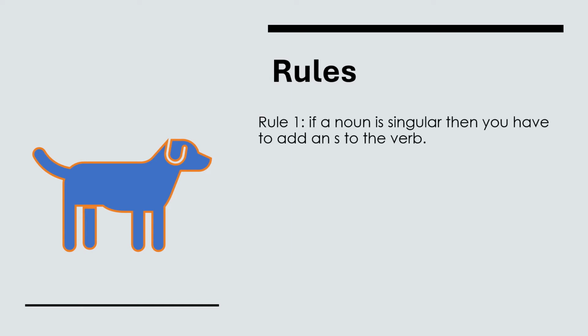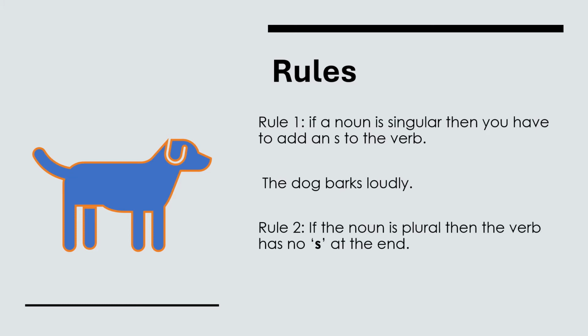So the first rule is if a noun, which tends to be the subject, and a noun is the name of a thing, person, place, or thing, if it is singular, then you have to add an S to the verb. So the dog barks loudly. So the verb there is bark, and we're going to add that S there, just to make them in agreement. Okay, so rule 2, if the noun is plural, then the verb has no S at the end.